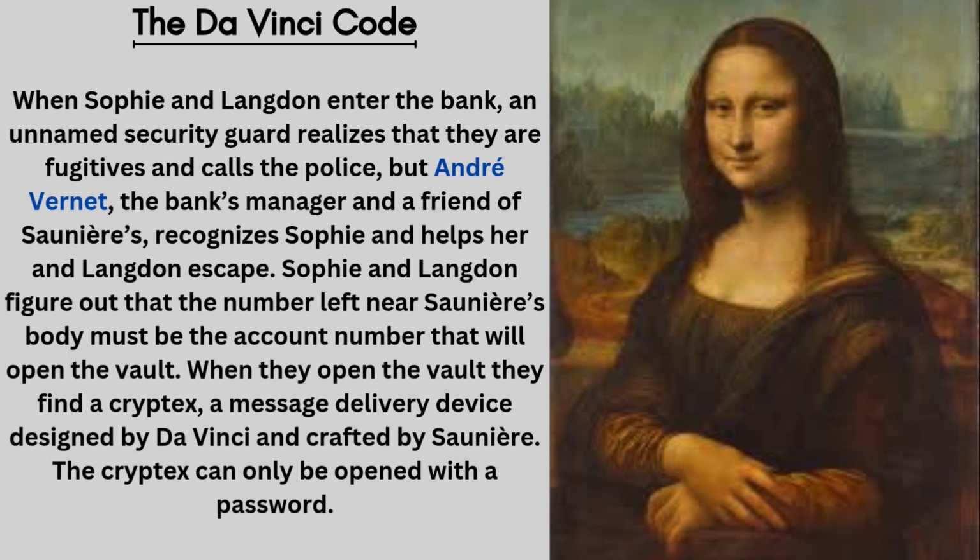When Sophie and Langdon enter the bank, an unnamed security guard realizes that they are fugitives and calls the police, but André Vernet, the bank's manager and a friend of Saunière's, recognizes Sophie and helps her and Langdon escape. Sophie and Langdon figure out that the number left near Saunière's body must be the account number that will open the vault. When they open the vault they find a cryptex, a message delivery device designed by Da Vinci and crafted by Saunière. The cryptex can only be opened with a password.